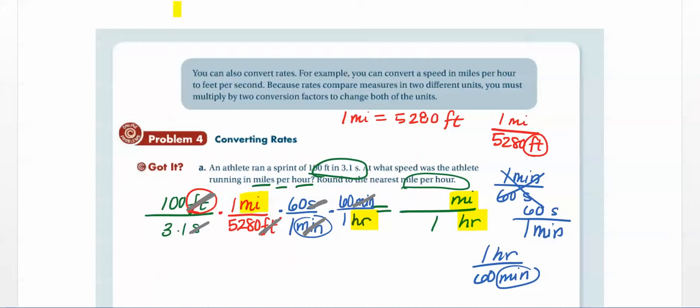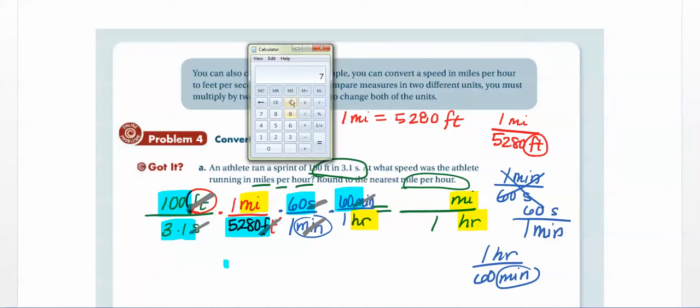And then from here, we just have some numbers that we have to deal with. 100 times 60 times 60 divided by 3.1 times 5,280. Okay? So let's do that. So let's multiply all the numbers on the top. So 100 times 60 times 60, big number. And then I'm going to divide by this and then divide by that. So 3.1 equals, divide by 5,280 equals, okay. And we're good. It's not going to be a pretty number.